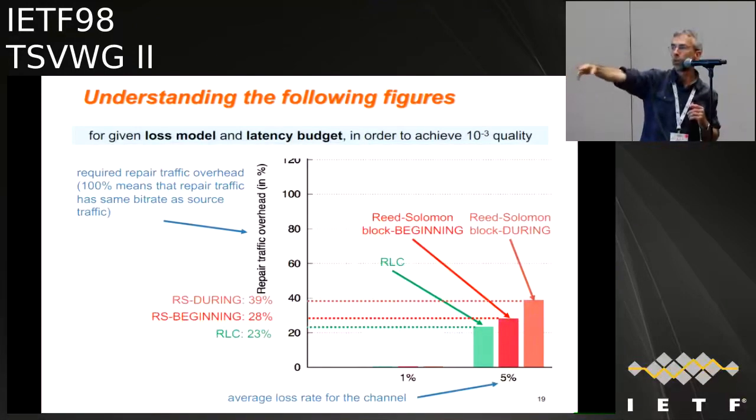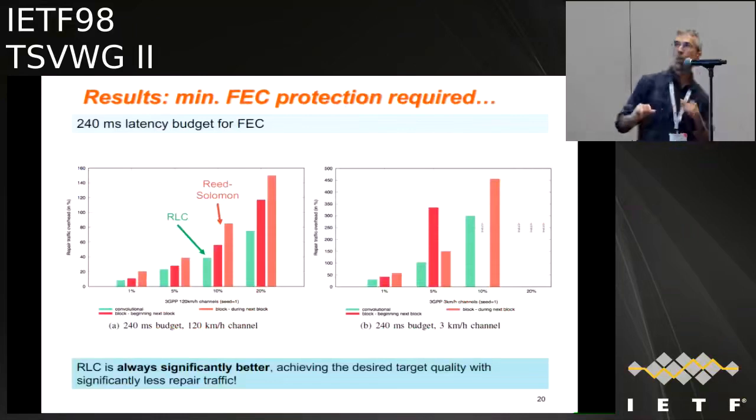For instance, in this case, for RLC, it's sufficient to have 23% of additional repair traffic to achieve this target quality, whereas for Reed-Solomon code, we need a bit more, 28 or 39%. So now the result. Thank you.